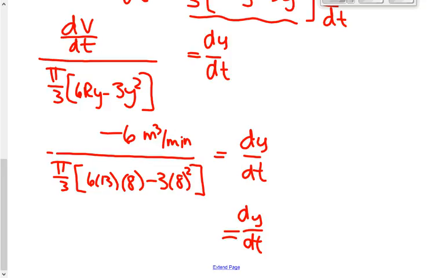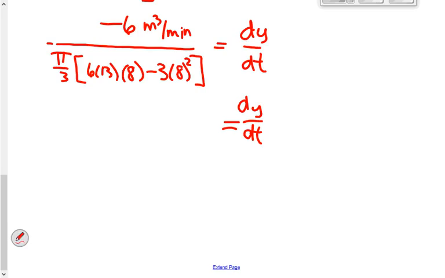Well, what's the worst thing that's going to happen for you? Okay, what happened to this? And then what are the units? What should the units be?